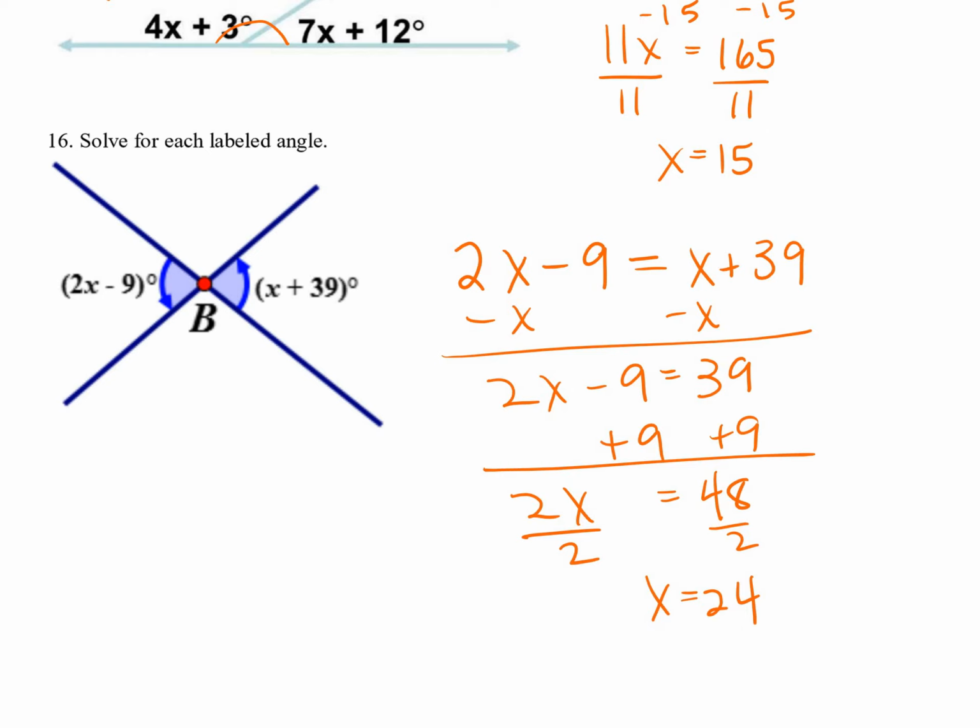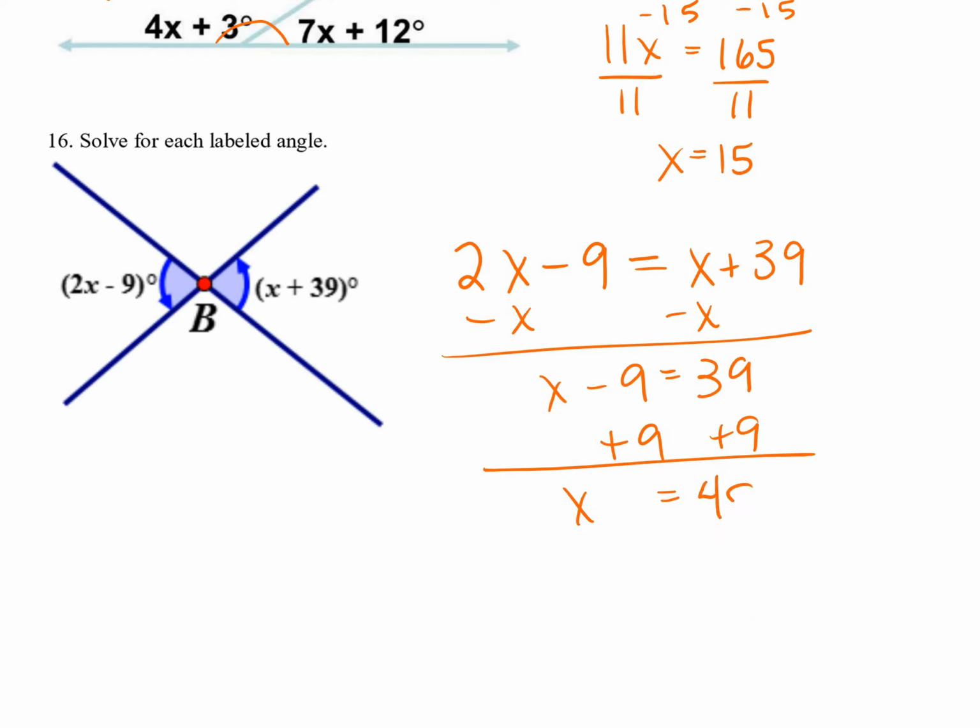Let me see, did I do anything wrong? I feel like I did something wrong. Oh, I did do something wrong. I knew that something looked wrong. I did not take 2x minus 1x. This should be 1x. So we don't divide by 2. So x just equals 48.